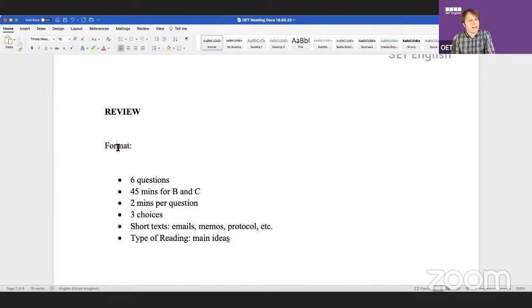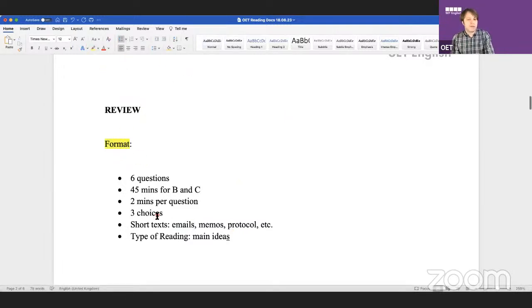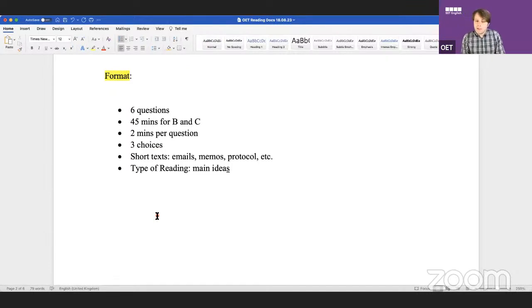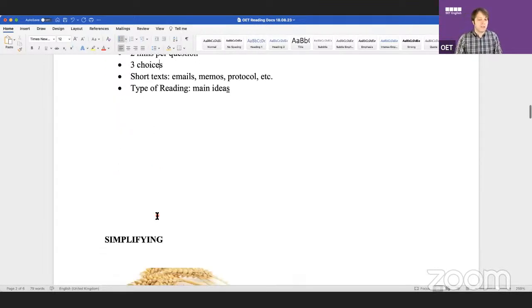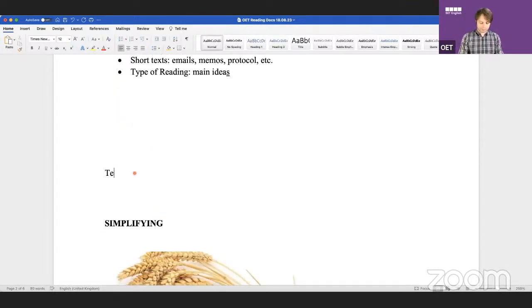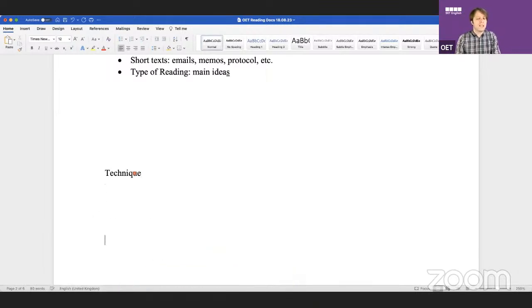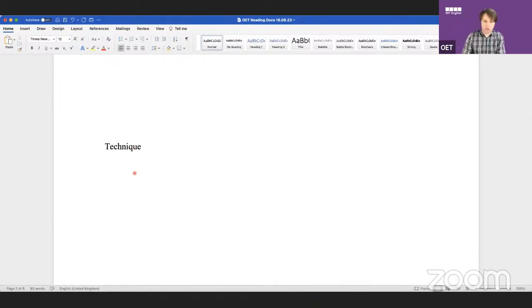We talked about the format. Does anyone have any questions about format of the test? I'm not going to spend very long on this today. Any questions or worries? If you've got the exam tomorrow or anything like that? All right, fantastic. Well, we also yesterday spoke about technique, didn't we? And I want to go into more detail today on simplifying the question. So let's just quickly review the technique.